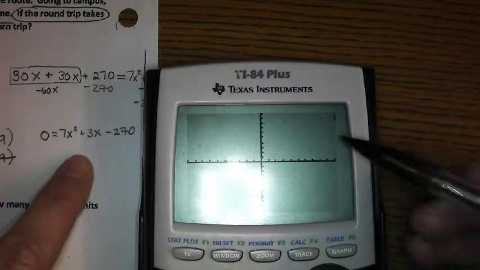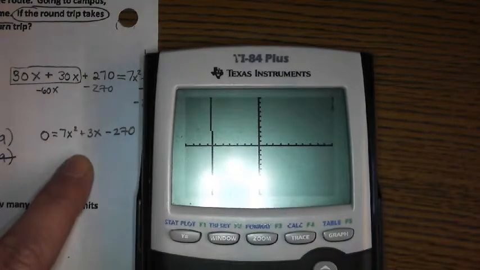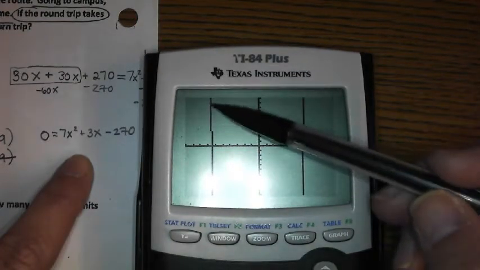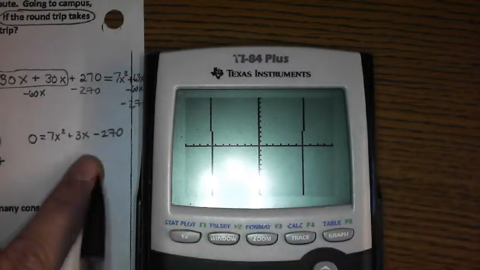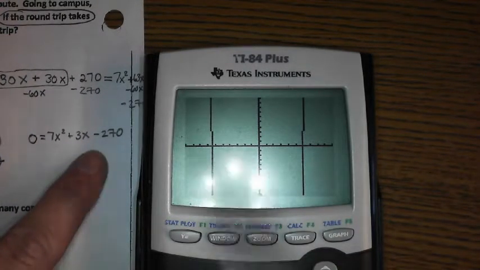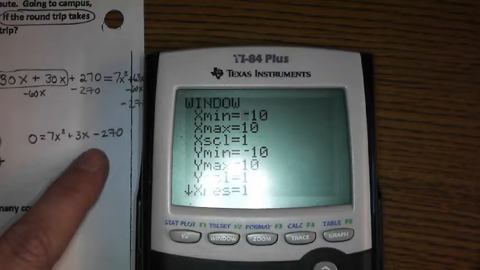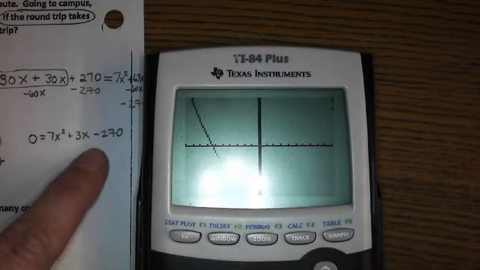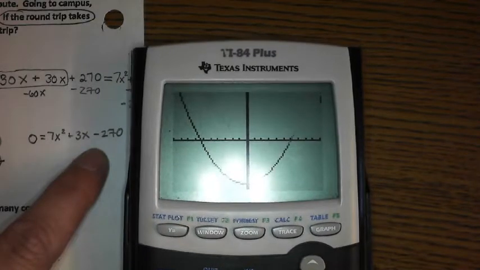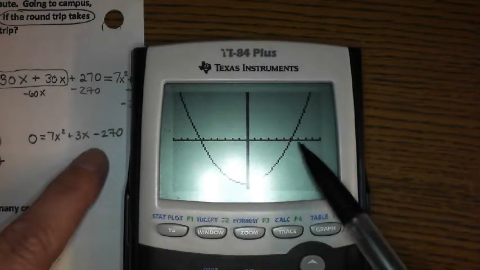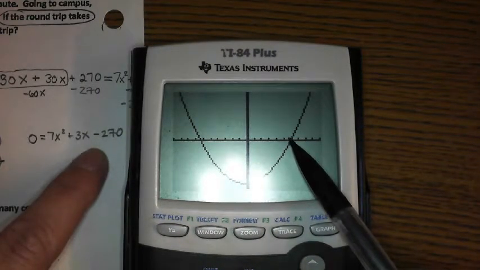So if I do zoom 6, here's what I see. Now, I'm missing the lower half of this. Why? Because my y-intercept's at negative 270. So if you really wanted to see, you could go down negative 300 to 300 on your y-axis and you'd see your better parabola. But x is a rate, so I'm only interested in the positive answer.